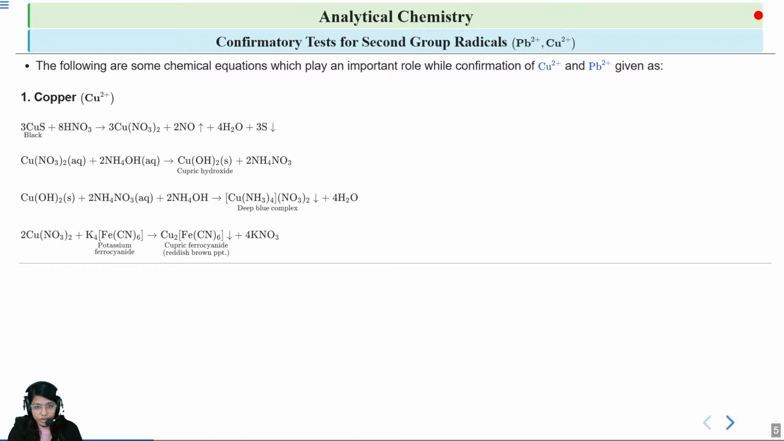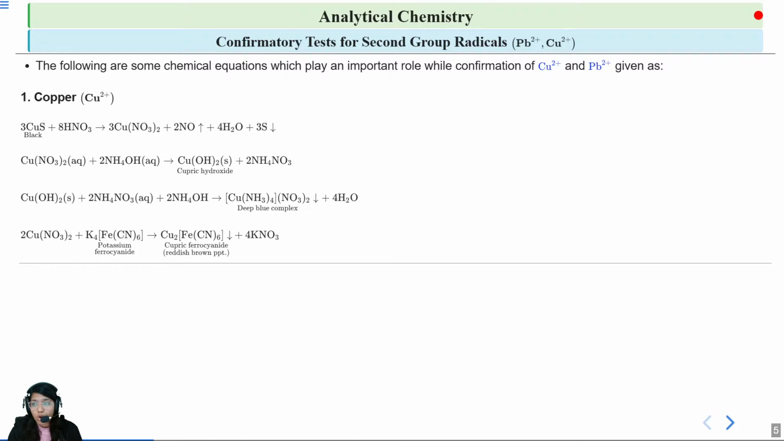When copper 2 nitrate reacts with potassium ferrocyanide, a reddish brown precipitate of cupric ferrocyanide forms. So when copper nitrate reacts with potassium ferrocyanide, K4[Fe(CN)6], it forms cupric ferrocyanide, Cu2[Fe(CN)6]. It is a reddish brown precipitate.